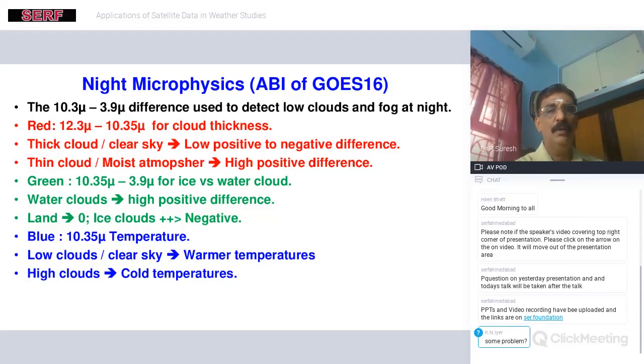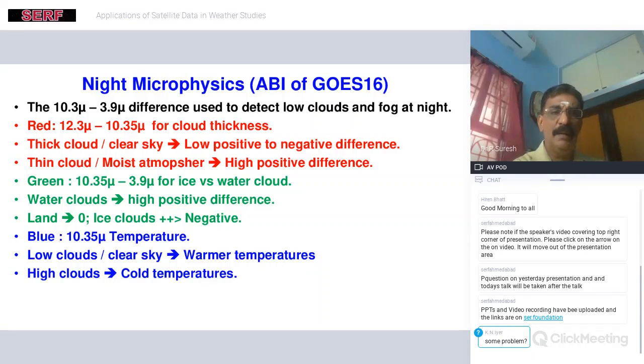Now coming to the Advanced Baseline Imager and microphysics from the satellite. Here they are taking the difference between the 10.3 micron and the 3.9 micron channels. One is the IR window and the other is the mid-IR. That particular difference is used by different groups under different concepts.